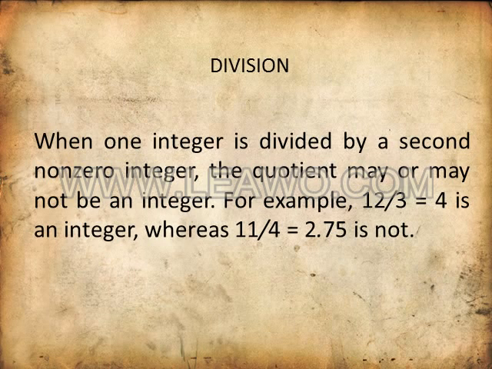Division. When one integer is divided by a second non-zero integer, the quotient may or may not be an integer. For example, 12 divided by 3 is equal to 4, which is an integer, whereas 11 divided by 4 is equal to 2.75, which is not. Why? Because an integer is either a positive or negative whole number, and 0 is included.